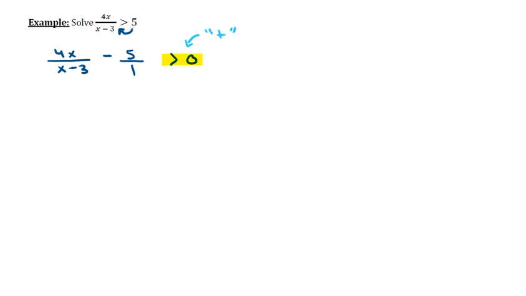Now, on the left-hand side, if you're subtracting two fractions such as this, you want to go ahead and combine them into a single fraction. So that means we're going to need a common denominator. But anyway, the common denominator here is x minus 3. So with my fraction 5 over 1, we're going to have to multiply top and bottom by x minus 3.